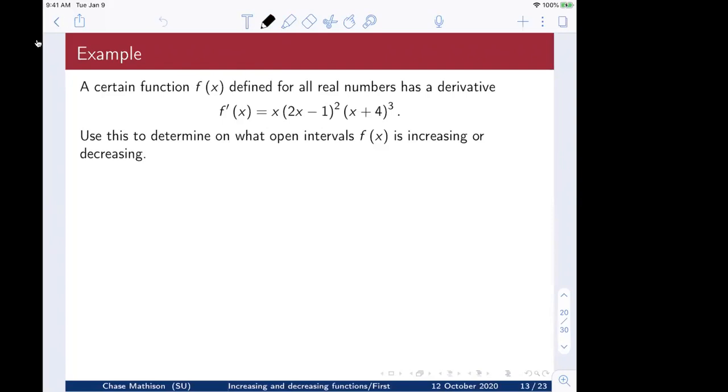Okay, let's get started. All right, so we're going to pick up from exactly where we left off yesterday.